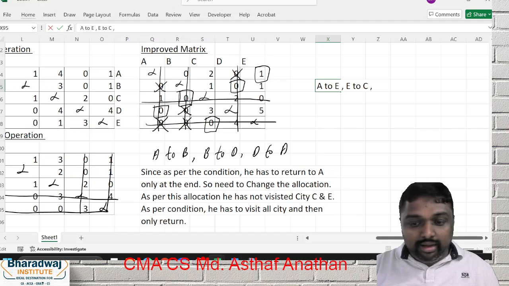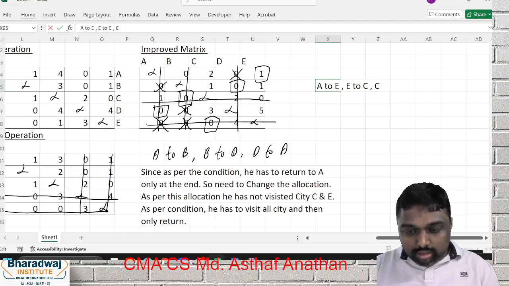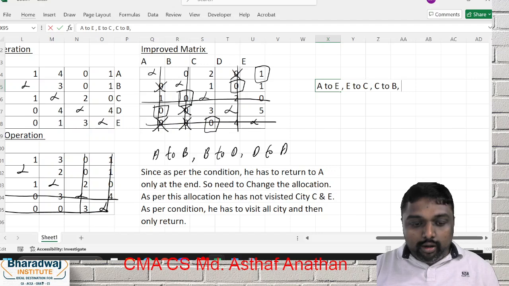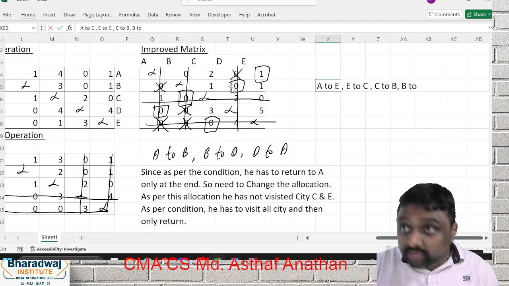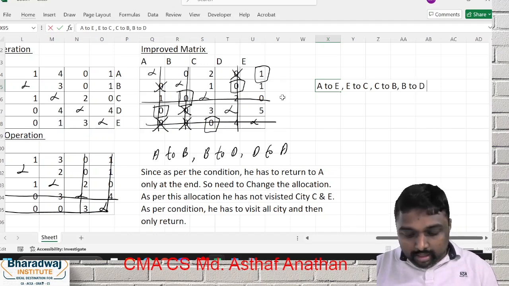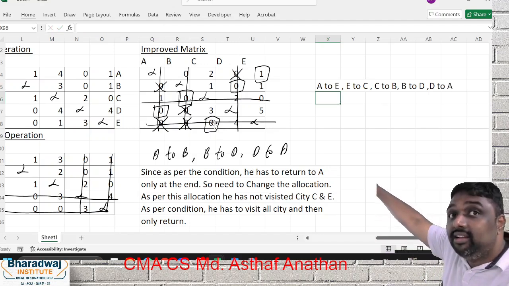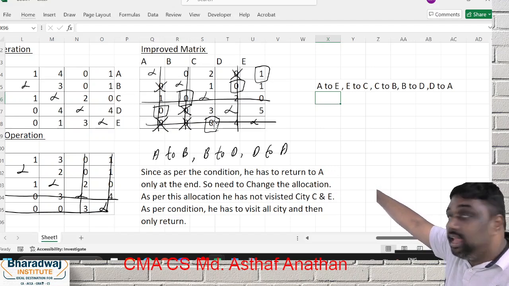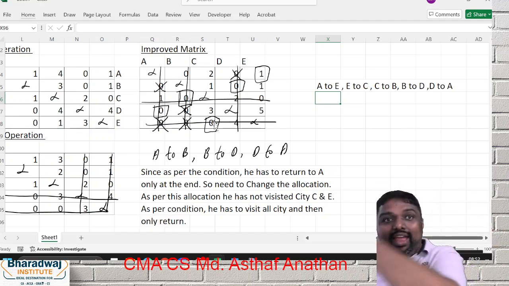So what happened? A to E you went. E to C you went. Now you have to come to C. C, where does it go? C to B. Now you have to go to B. From B where are you going? B to D. If you come to B, the allocation is D. Then you have to go to D. D where are you going? D to A. Now check, my dear friends, from where you started. Where you started? A. Where you are going to end? A. You started with A, you ended with A.